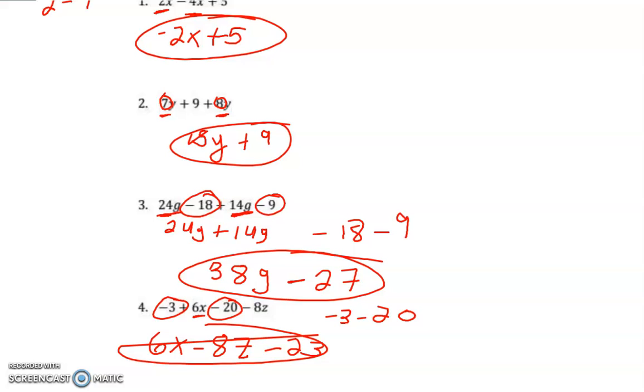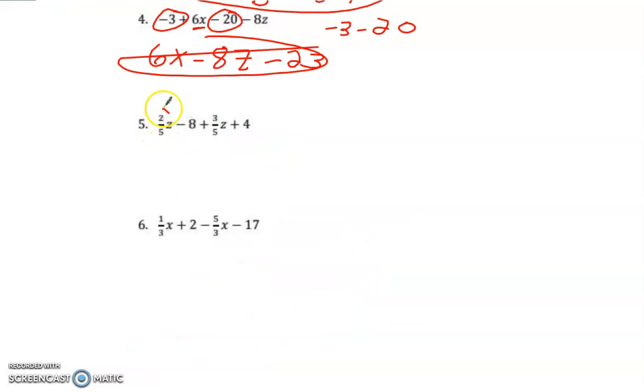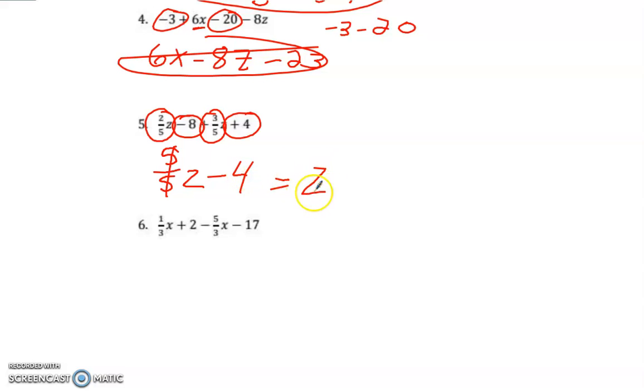Okay, moving on. We have 2/5 z and 3/5 z as our like terms. Again, we're looking for ones that have the same variable. So we just add the top, so 2 plus 3 is 5 over 5z, and then negative 8 plus 4 gives us a negative 4, and these simplify to be z minus 4.